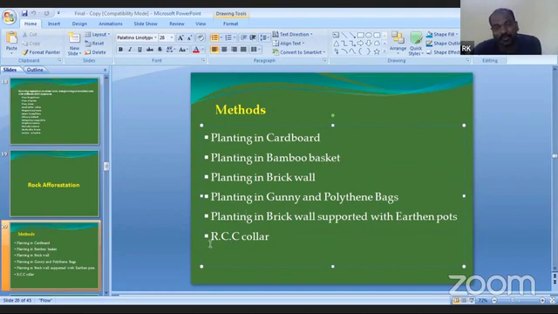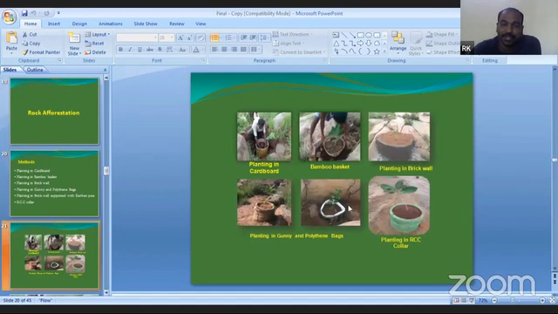How to do this, we discuss with the pictures. So RCC. First, these are on one slide. We are giving all the things. I am selecting one rock area. First, how to plant: planting in the cardboard, bamboo basket, and how these are made.